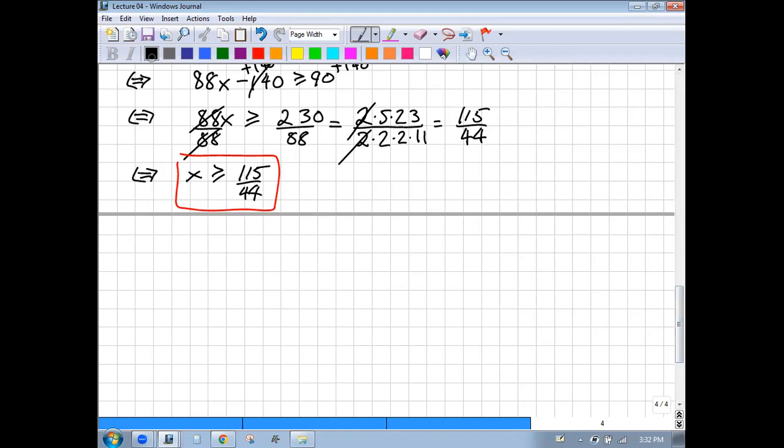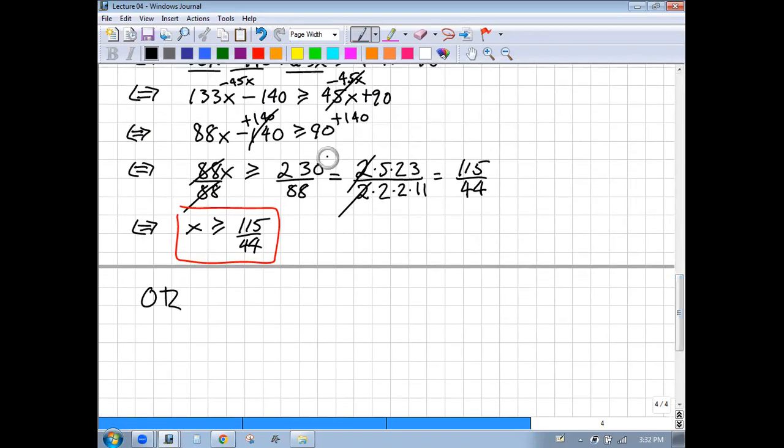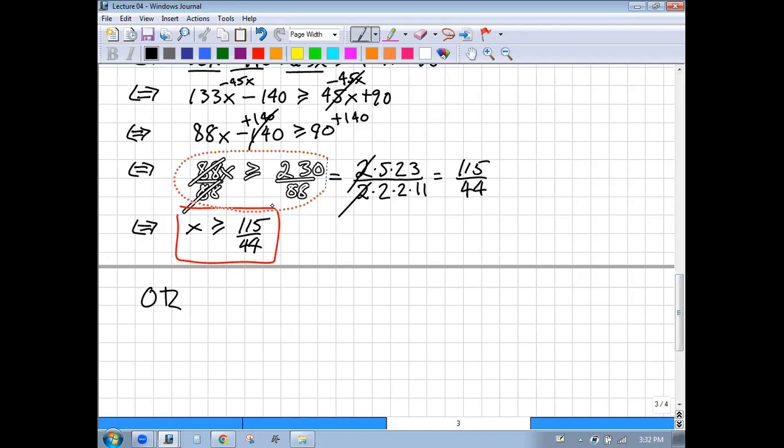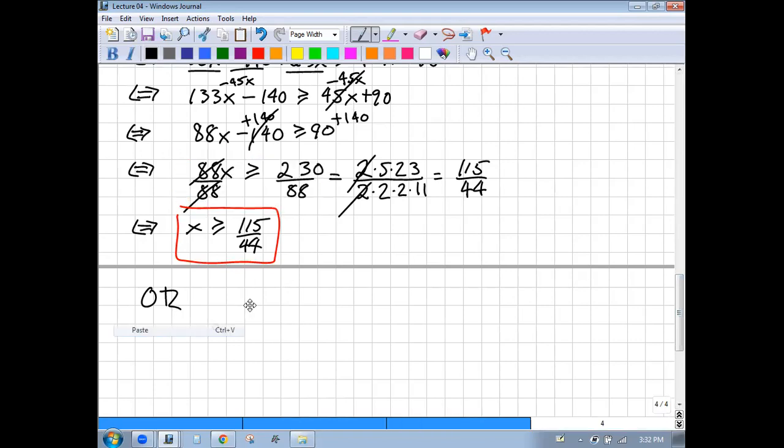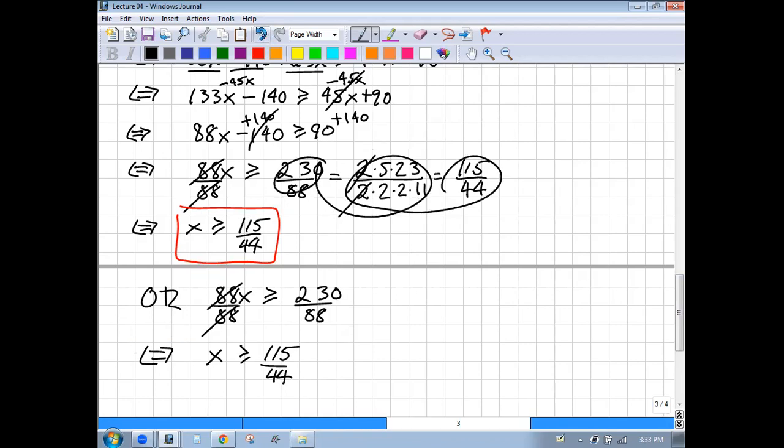I'll say, or instead of doing it that way, from right here, I could have just said that is that, right? This is just showing the work that I did, right? To simplify that, okay?